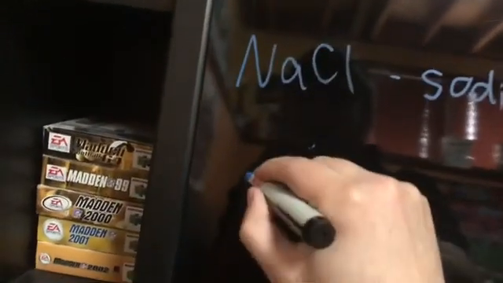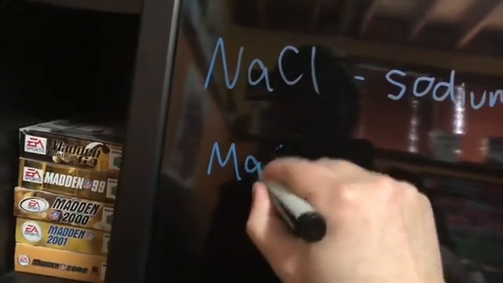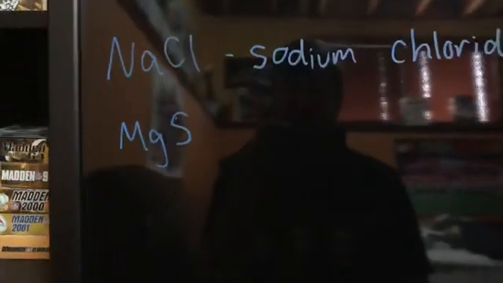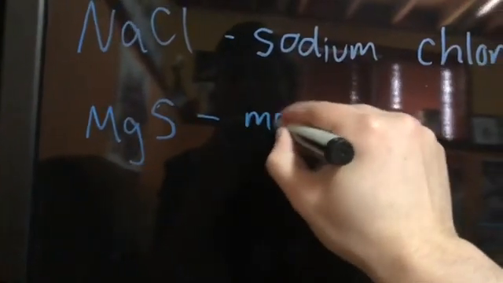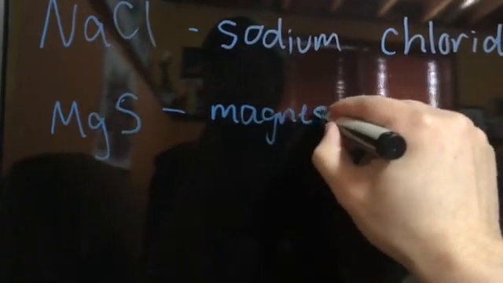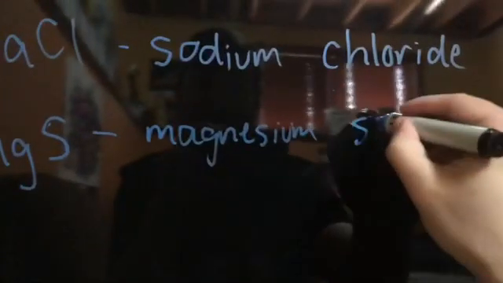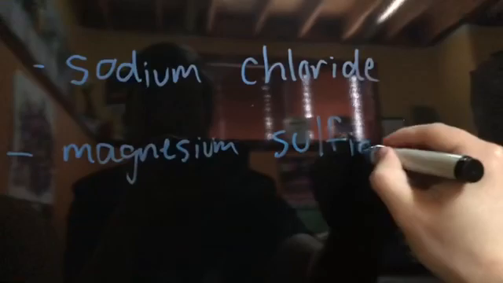Another example, if we took MgS, Mg is magnesium, S is sulfur, so we just change it to sulfide.